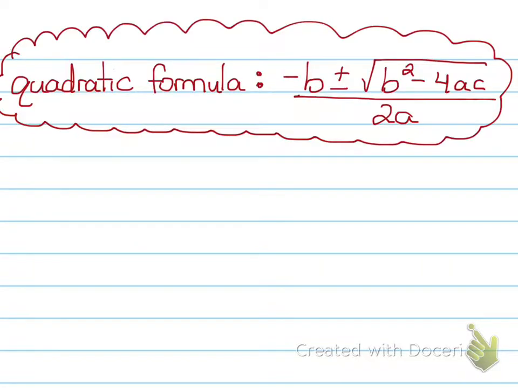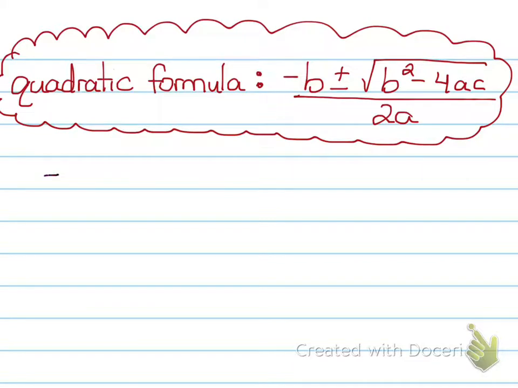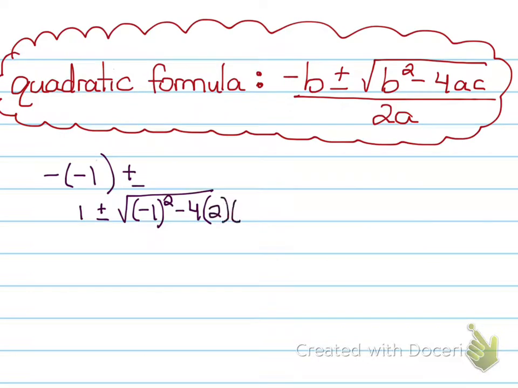And again, just in case you forgot what the quadratic formula is, here it is. As you can see, my B is -1. So when I plug it into the quadratic formula, of course, it's going to end up turning into a +1. So I'm going to have +1 plus or minus the square root of -1 squared, since that's my B, minus 4 times, remember my A is 2 and my C is -1, all over 2 times my A, which is 2.